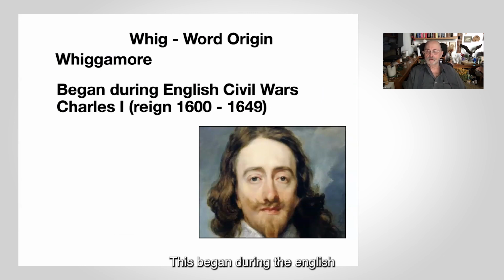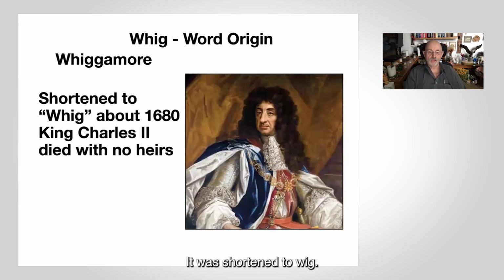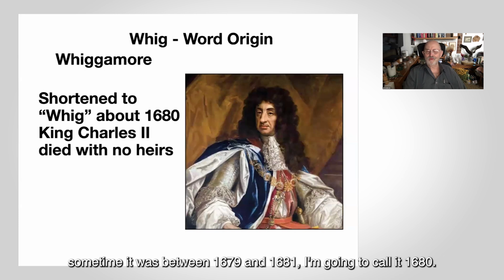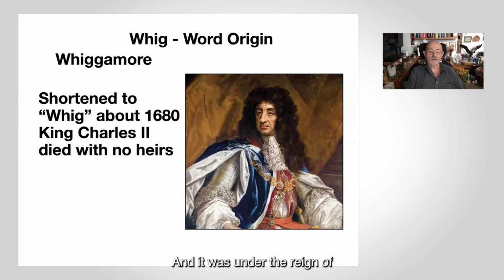This began during the English Civil Wars. They were a series of wars between Protestants and Catholics. This is Charles I. He was the king of England from 1600 to 1649 when this term came into use, Whigamore. It was shortened to Whig sometime between 1679 and 1681. I'm going to call it 1680. And it was under the reign of King Charles II, pictured here. And he died with no heirs. So there became a difficulty as to who would be the next king.